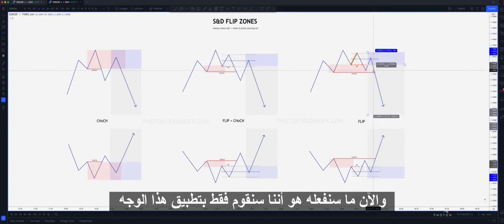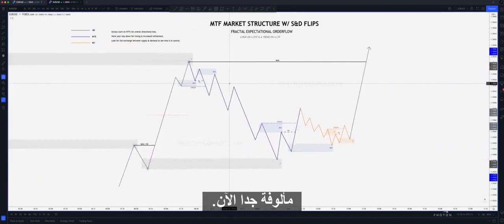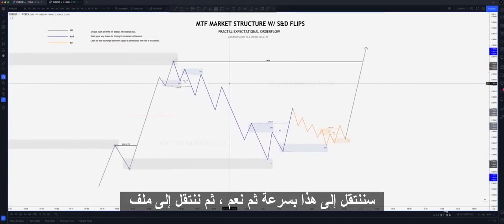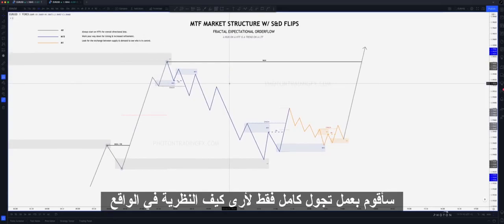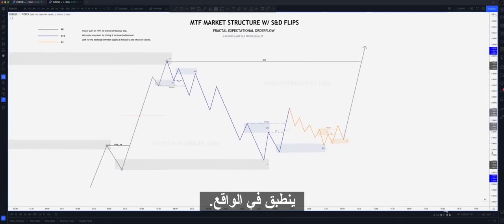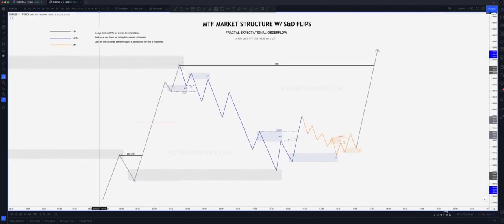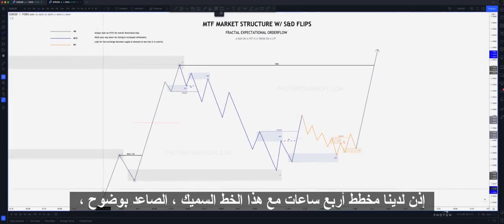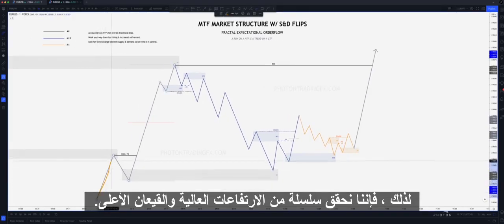So now what we're going to do is apply these flip zones to that price action model that you guys should be very, very familiar with now. We'll quickly go over this, and then we'll hop onto the charts in the next lesson, and we'll do a full walkthrough just to see how the theory actually applies in reality. So what do we have here? Well, let's just go through this. We have the 4-hour chart with this thick line, clearly bullish, right? So we are making a series of higher highs and higher lows.